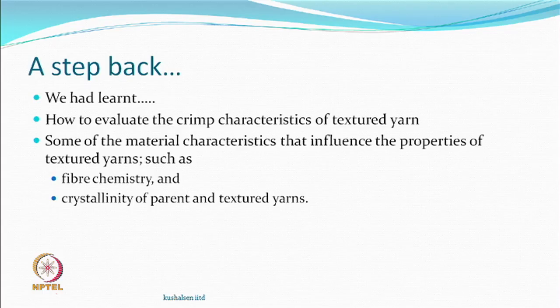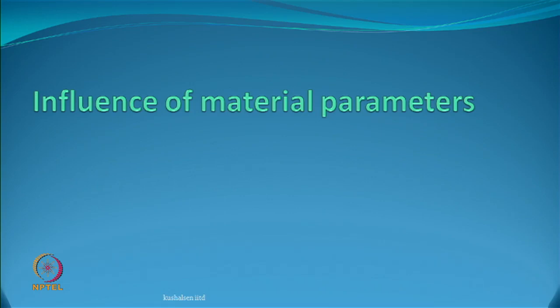So, a step back: we learnt how to evaluate the crimp characteristics of textured yarn, and we did talk about some of the material characteristics that influence the properties of textured yarn, such as the fiber chemistry and crystallinity of the parent and the textured yarns. So, we continue with these material parameters and see what kind of influence that can have.